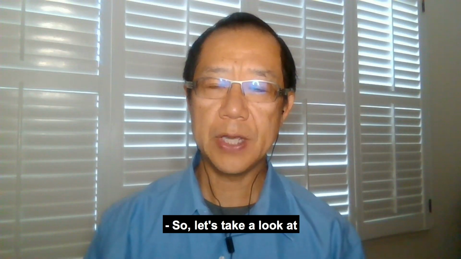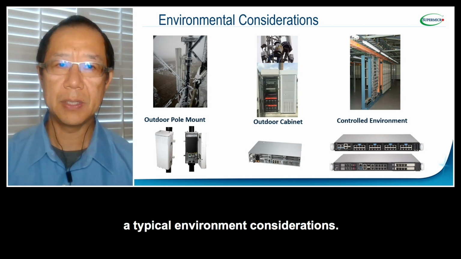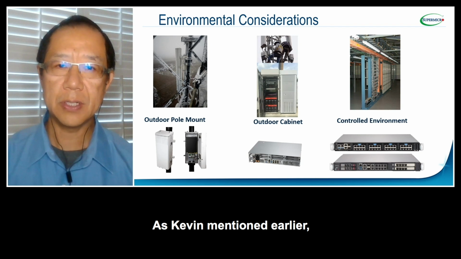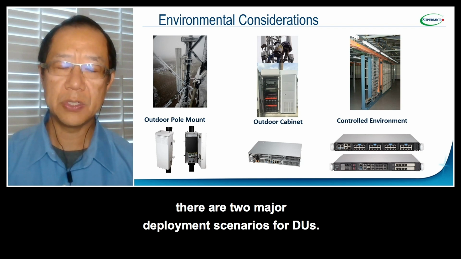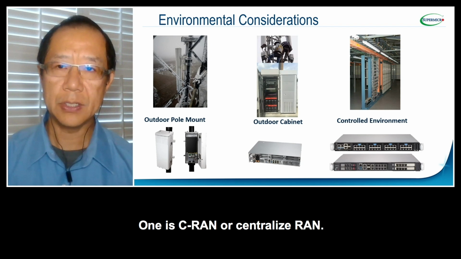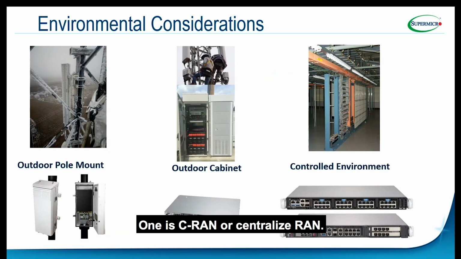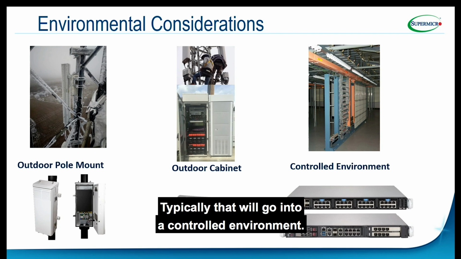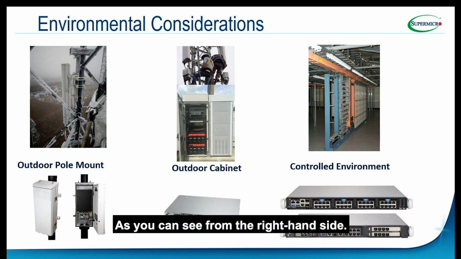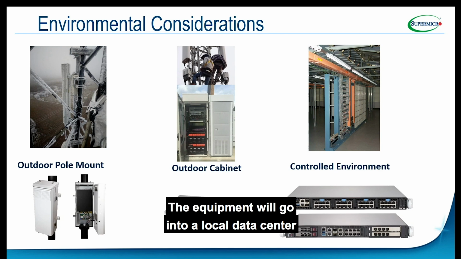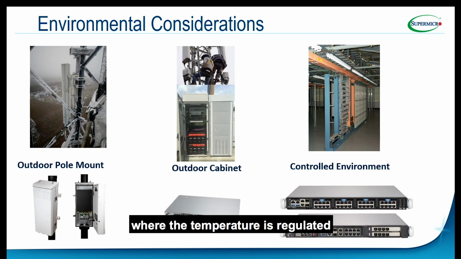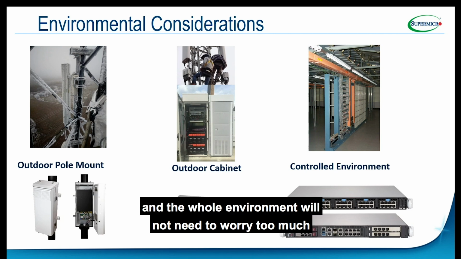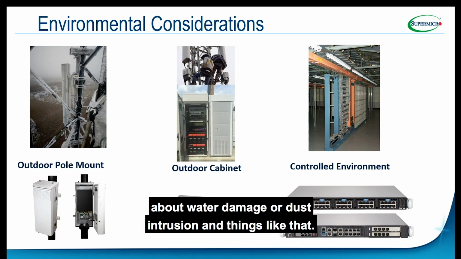So let's take a look at typical environment considerations. As Kevin mentioned earlier, there are two major deployment scenarios for DUs. One is CRAN, or centralized RAN. So typically that will go into a controlled environment, as you can see from the right-hand side. The equipment will go into a local data center or central office setting where the temperature is regulated and the whole environment will not need to worry too much about water damage or dust intrusion and things like that.